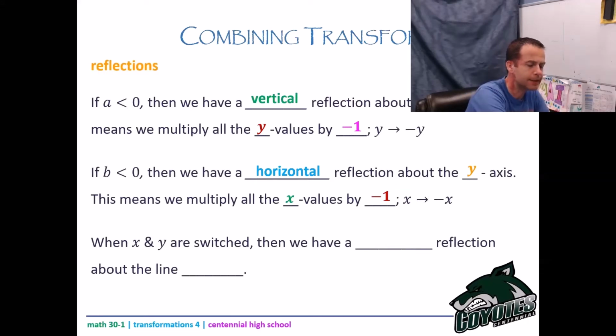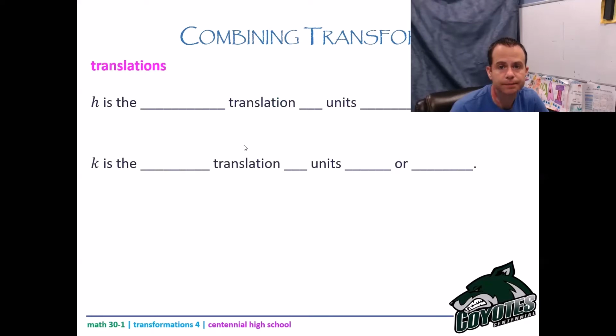Now, that is told to us by a and b. We have also talked about a diagonal reflection. That's when x and y are switched. So when x and y are switched, we have a diagonal reflection, and that's about the line y equals x. Okay, so let's talk about translations now.